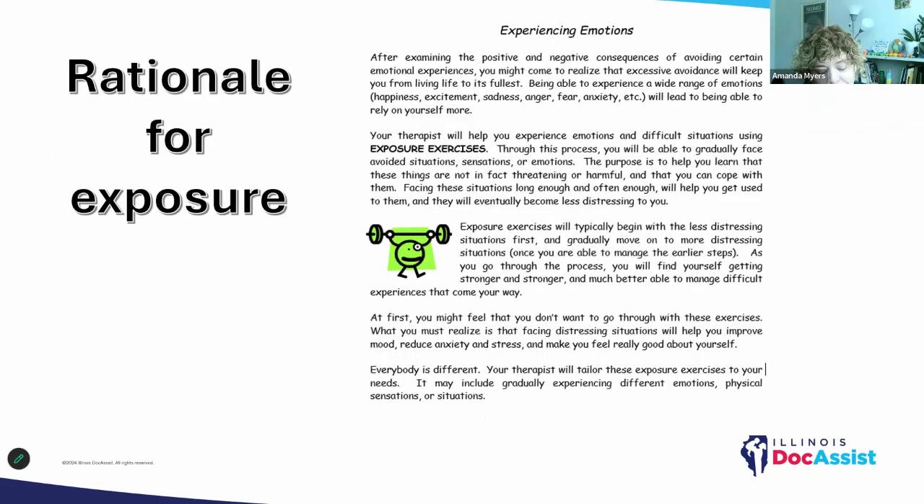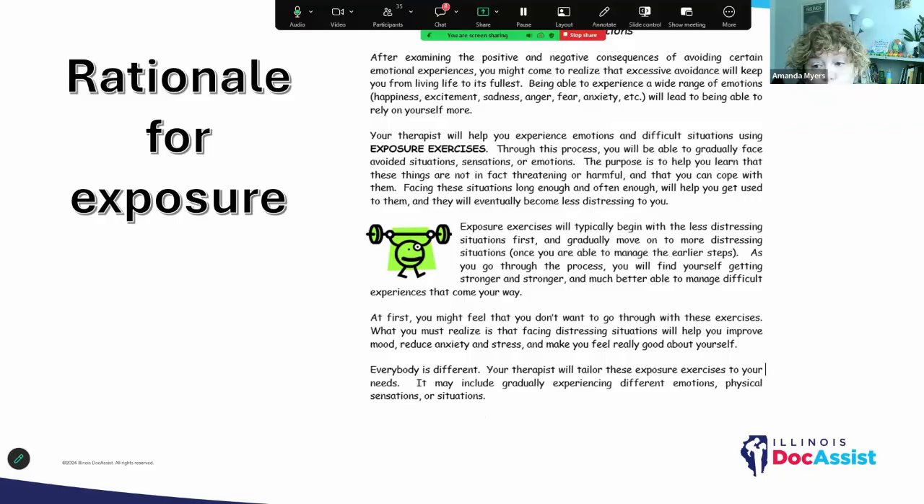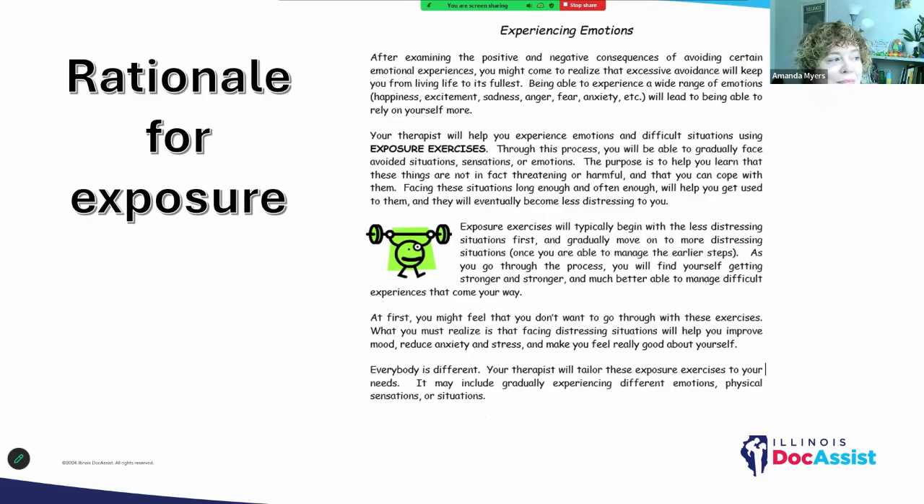So we use all of this to then start to talk about the rationale for exposure. After examining the positive and negative consequences of avoiding certain emotional experiences, we tell our patients, or they actually start to realize, that excessive avoidance will keep them from living life to their fullest. And they realize that school gets harder when they don't go, or they miss out on the social aspects of school or not going to sleepovers, or maybe they're not talking in class because they're nervous, but they realize now they can't order at a restaurant. So they're seeing how this is affecting them in bigger ways.